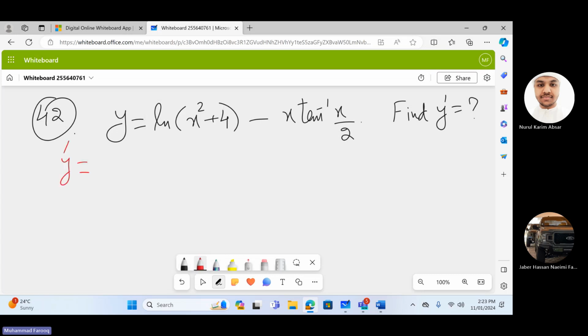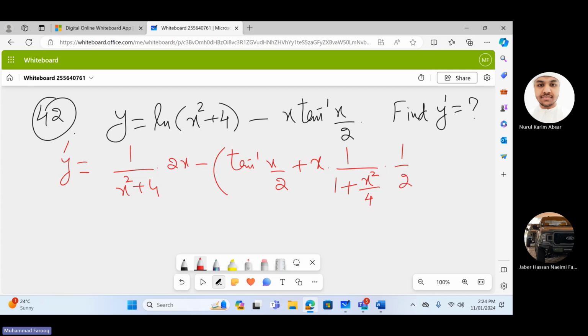Right, start y prime. I have a natural log function, so 1 over the argument times the derivative 2x over 4, minus. I have a negative, uv. So u prime is 1. You have tan inverse of x over 2 plus x as it is, times 1 over 1 plus u squared, u squared meaning x squared by 4, right? And times the derivative of u, which is 1/2. I just apply the product rule and at the same time the derivative of tan inverse u.